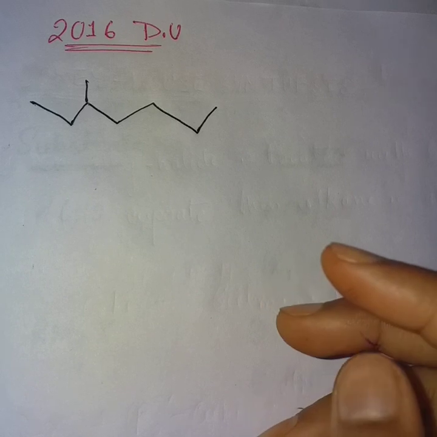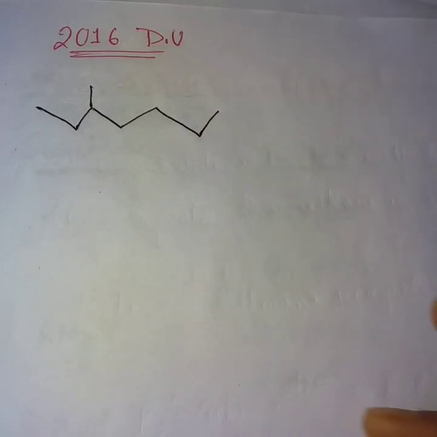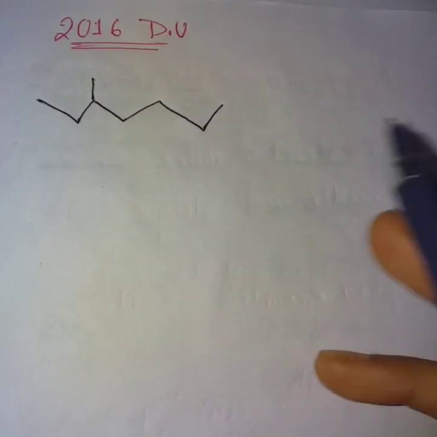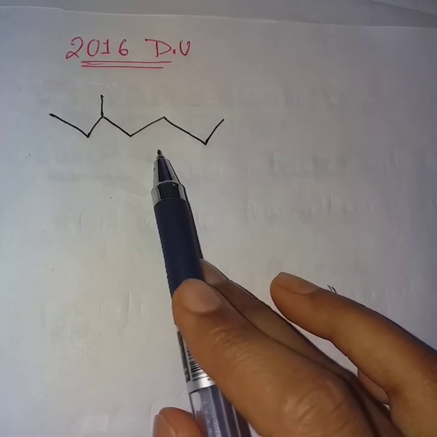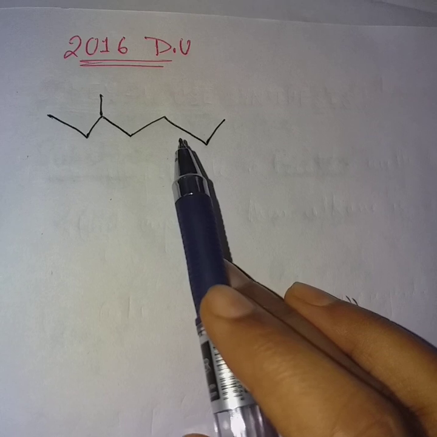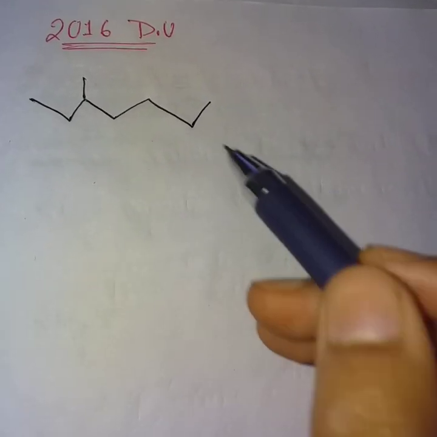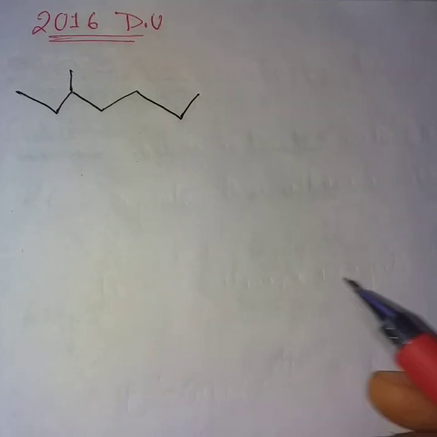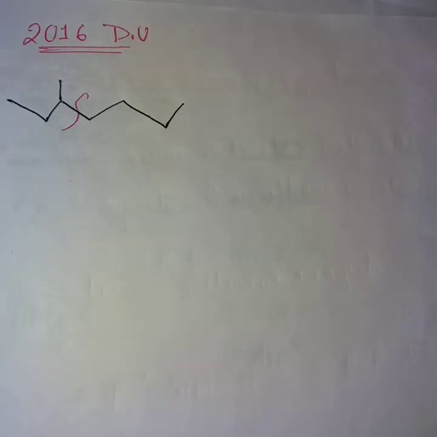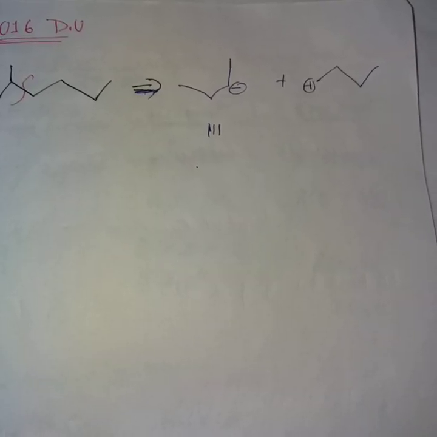Now look at some examples of questions that have come in your previous year exam, 2016 Dibrugarh University paper. So this was one of the questions. Here it was asked to simply show where to disconnect and mention the synthons and synthetic equivalents. Okay, so this is an example of Corey-House synthesis. You can proceed here. You will simply disconnect here, so that you get two types of synthons. These are the two synthons. From here you will make the synthetic equivalents.